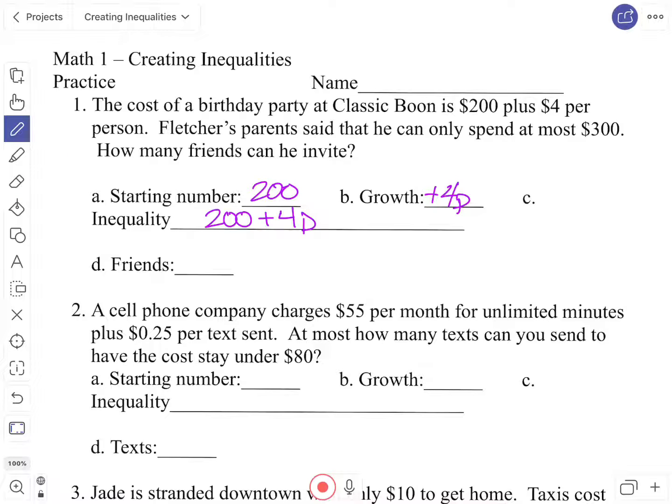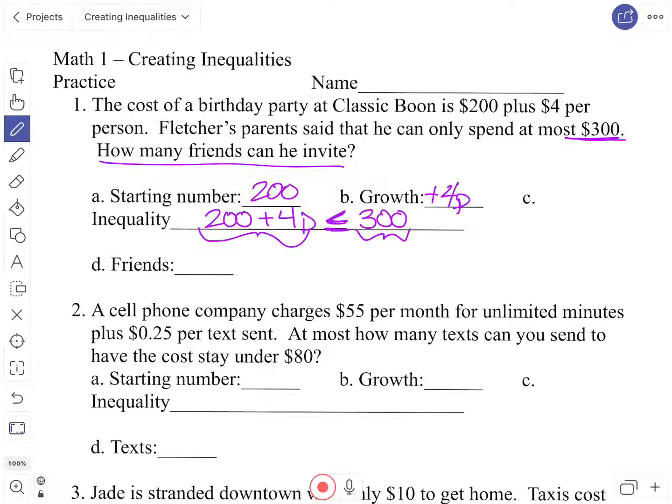So, Fletcher's parents said that he can only spend at most $300, okay? So what that means is we've got $300 here to spend, okay? This represents the cost per person. This represents how much we have to spend, okay? So at most 300 means he can't go over 300, which means that 300 has to be the bigger number, okay? Now it can be equal to, but it has to be the bigger one. So there's our inequality, okay?